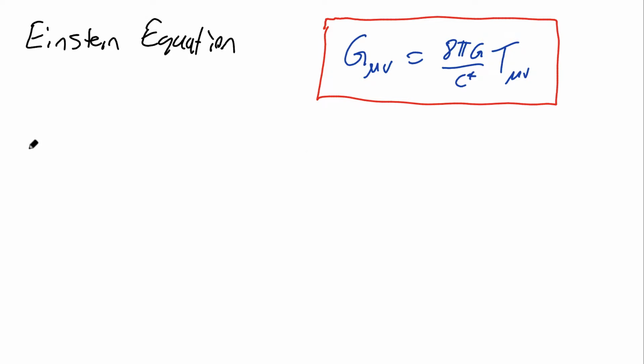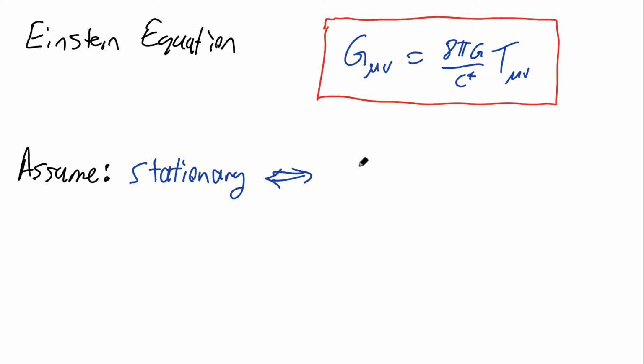So what are the assumptions needed to derive the Schwarzschild solution? The first assumption is that space-time is stationary. Now, stationary means that the space-time admits a time-like Killing vector field.